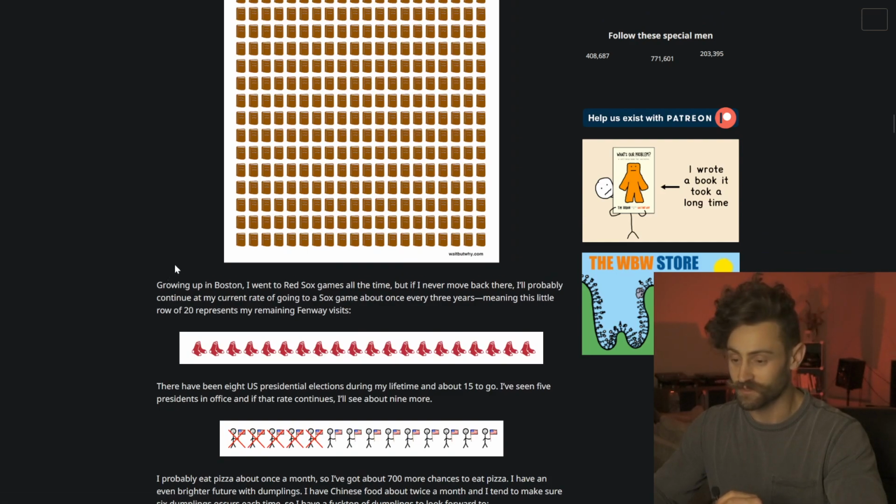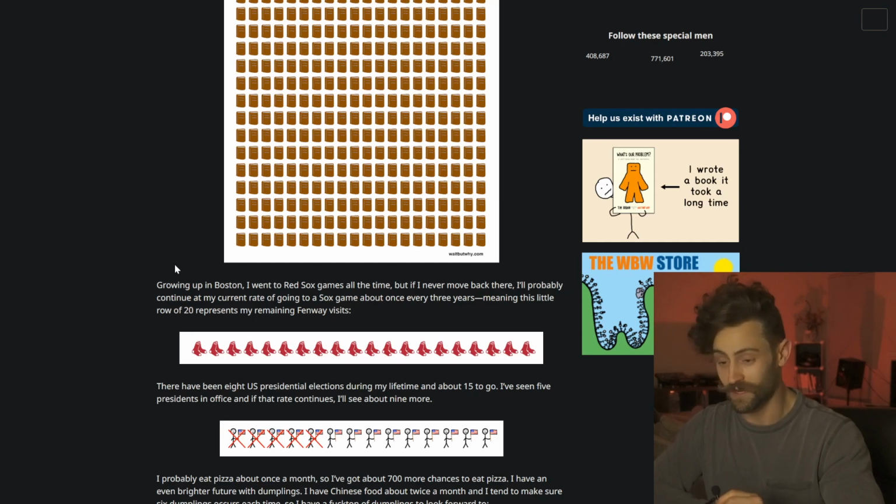Growing up in Boston, I went to Red Sox games all the time, but if I never move back there, I'll probably continue at my current rate of going to Sox games about once every 3 years, meaning this little row of 20 represents my remaining Fenway visits. Wow.